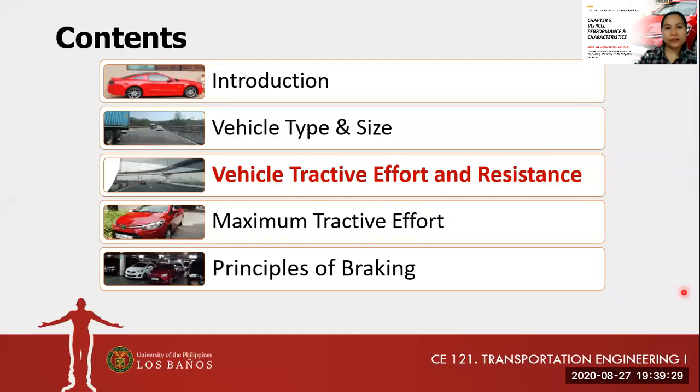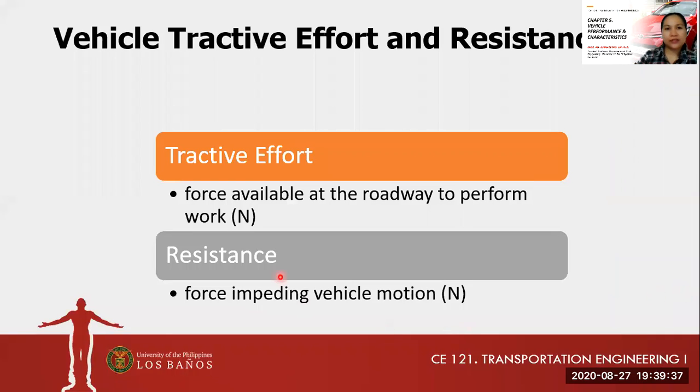Now let's move on to the next section, which is the vehicle tractive effort and resistance. What is tractive effort? This is actually the force available at the roadway to perform work. So it's the force that comes from the vehicle and is transferred to the wheels. Now the resistance is the force impeding the vehicle in motion. Both of these forces are expressed in terms of newtons.